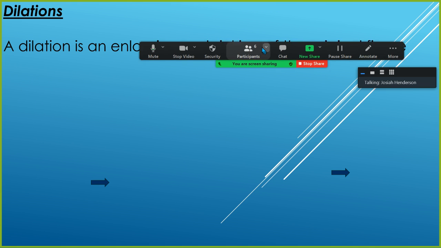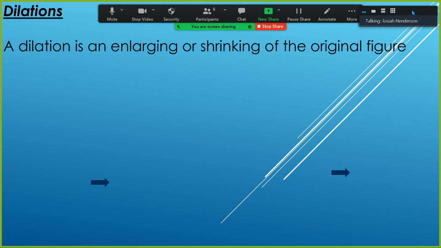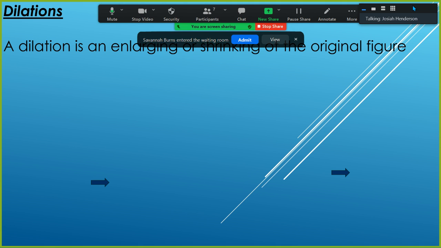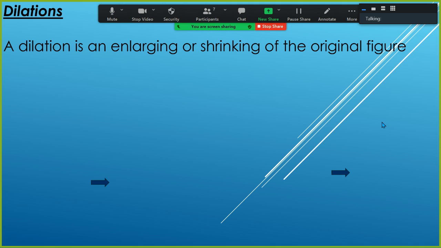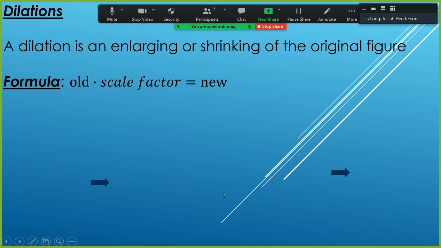Okay, dilation. What is dilation? Now, we've done these before, but now we're going to look and see what a dilation is when we're looking at the points, the coordinates, just like our rules last week. So a dilation is an enlarging or shrinking of the original figure. And remember, we've done these before where we multiply the original by 3, or maybe multiply it by a half, and then it changes the original to a smaller or larger new version. So that's the basic idea of a dilation.